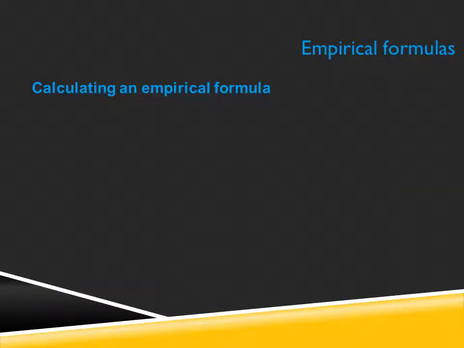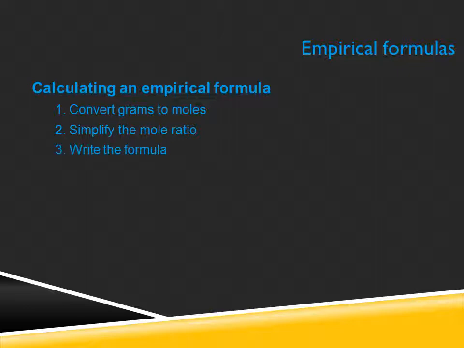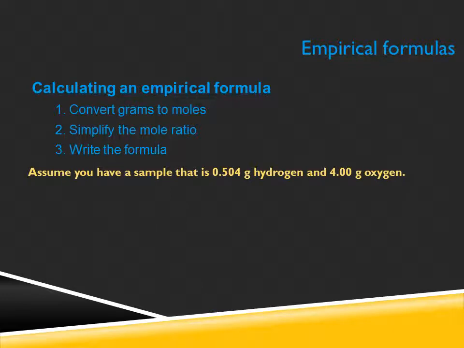When calculating the empirical formula, you are going to follow a series of steps. The first step is that you're going to need to convert the grams to moles. Then you're going to simplify the mole ratio. And finally, write the chemical formula. So let's go ahead and see these steps in action as we go over our first example.